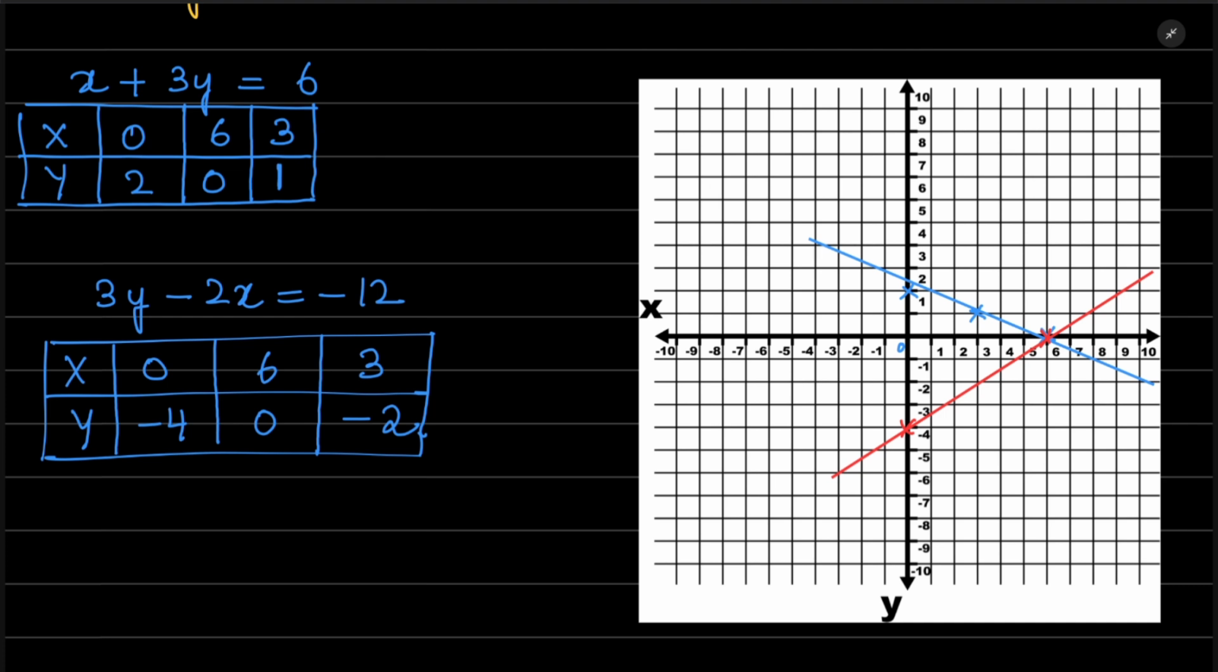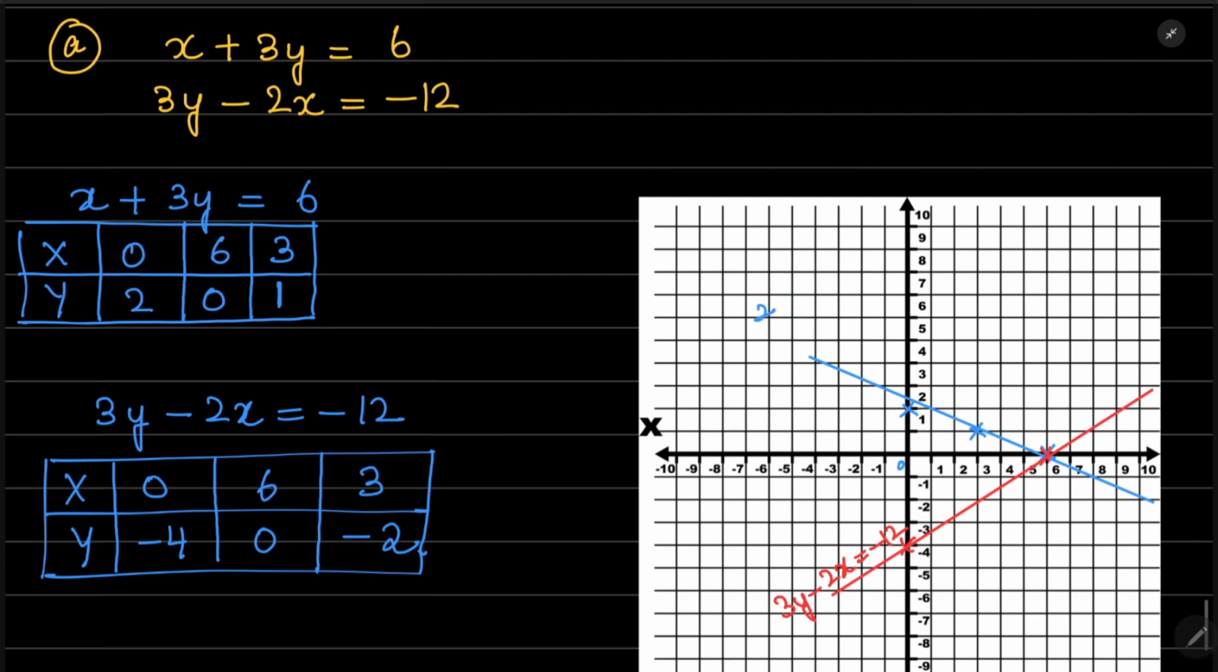Now always make sure you write the equations. What is this equation? It is 3y minus 2x equal to minus 12. And what was the previous equation? You should write this: x plus 3y equal to 6. Always make it a habit to write the equation. And where do they intersect? This is your point of intersection. What is the point of intersection? It is 6, 0.